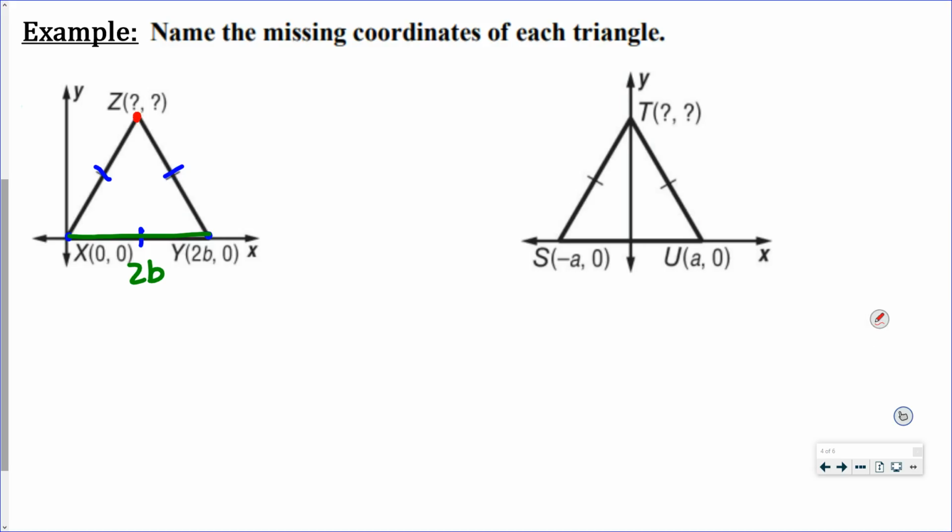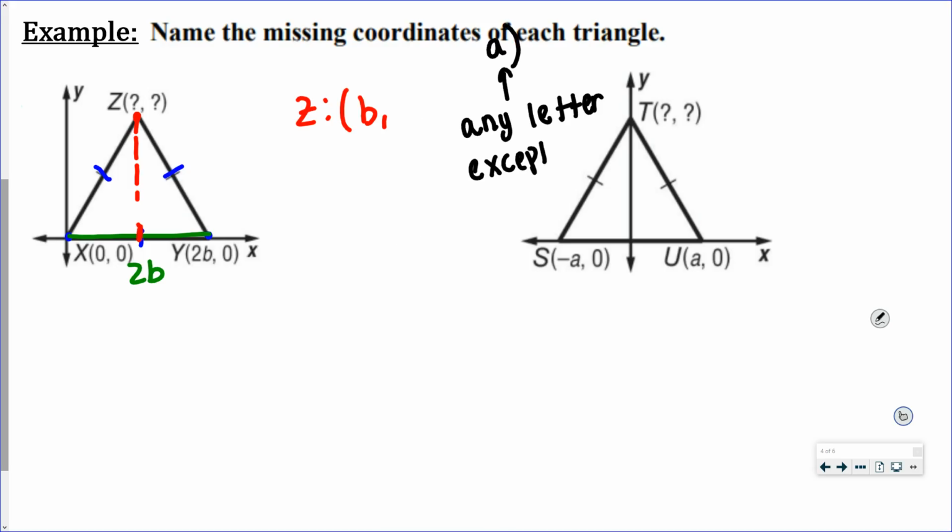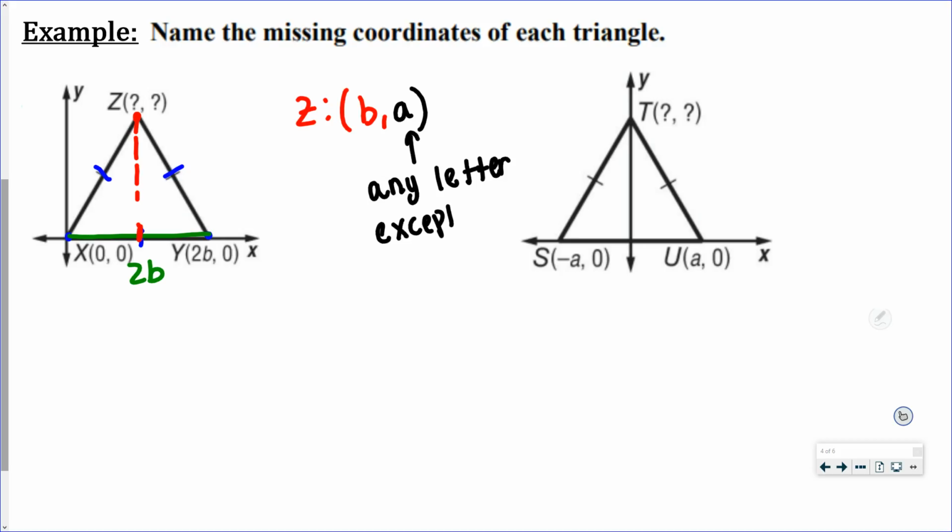Well, I know since it's up here, it's exactly halfway from that base. So what's half of 2b? B. We know the x coordinate's B. However, I don't know what the height is, so we're just going to call it any letter except B. I called it A. There is a way to actually calculate what it is, but we'll learn that later.